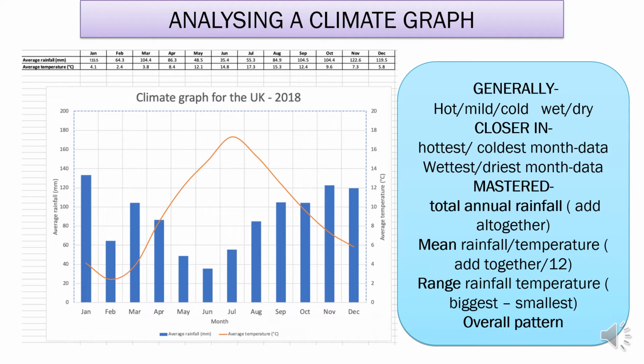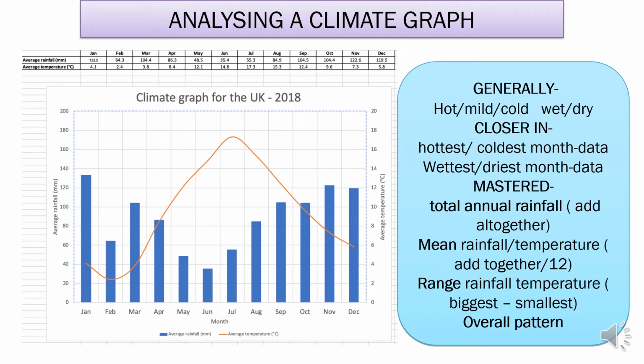To continue with your learning journey, you are now going to do some analysis of your climate graph, and you're going to write this underneath the climate graph that you have drawn. Normally in geography we use GCSE when describing graphs, so we do generally, closer in, specifically, exception. That doesn't work for climate graphs, and instead you're going to do a slightly different version. So you'll continue by doing generally first.